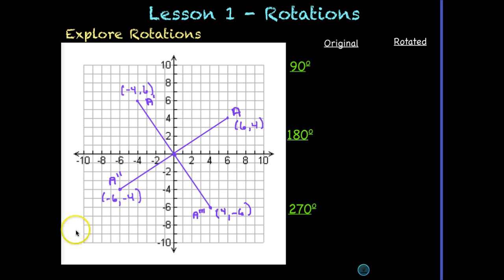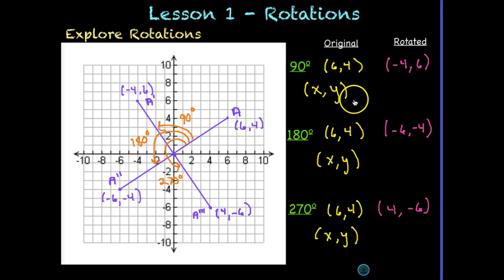Now let's mark in here so that we know this distance here, this was 90 degrees. Then we took our original line and we rotated 180 degrees to get to this place, and then we rotated it 270 to get our A triple prime. Let's try to come up with some rules. The easiest way to do that is to write the coordinates of the original point and then the rotated point and see if we can see any patterns.